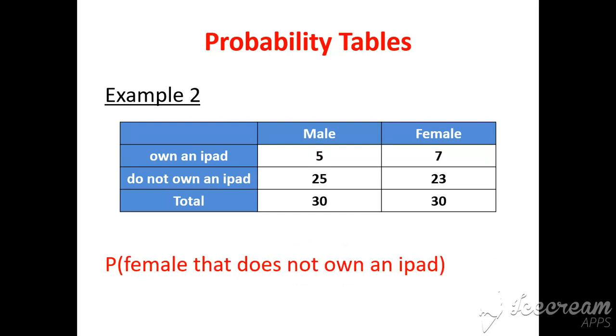All right, what about this question? P, the probability that I select a student from this group that is a female that does not own an iPad. So I want to select a student from the group. It's got to be a female that does not own an iPad. Well, there's 23 females that don't own an iPad, so 23 out of 60.